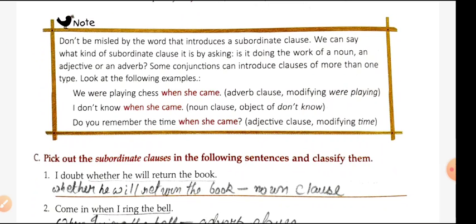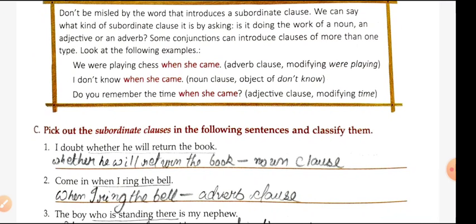We were playing chess when she came, adverb clause, modifying were playing. I don't know when she came, noun clause, object of don't know. Do you remember the time when she came, adjective clause, modifying time.